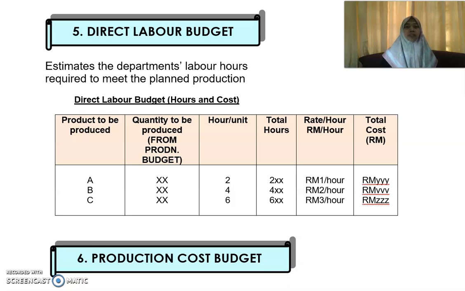Okay, we are still under functional budget. The fifth one that I want to explain is about the direct labor budget. So what is direct labor budget? It estimates the department's labor hours required to meet the planned production.